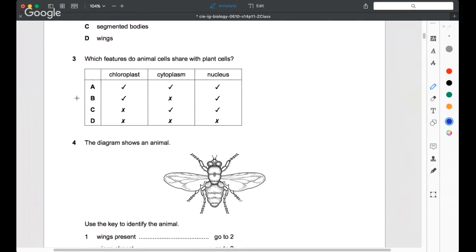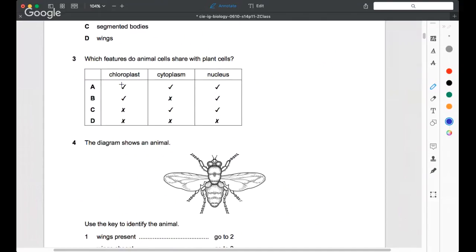Okay, so question 3, which features do animal cells share with plant cells? If you remember, you have chloroplast, cytoplasm, and nucleus. A chloroplast is the light capturing, energy generating, carbon fixing organelle in plant cells. Cytoplasm is the aqueous fluid matrix where all of the organelles sit. And the nucleus is the place in the cell which contains DNA and all the information for the cell to make proteins.